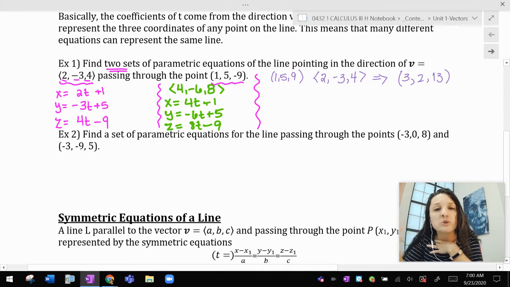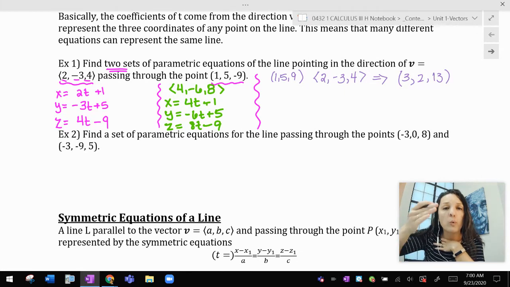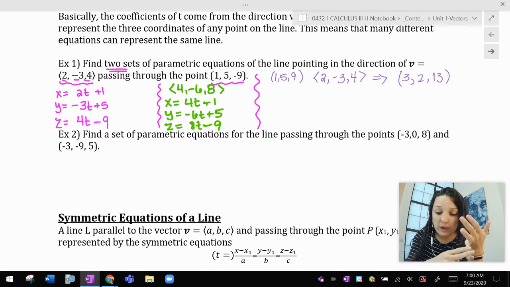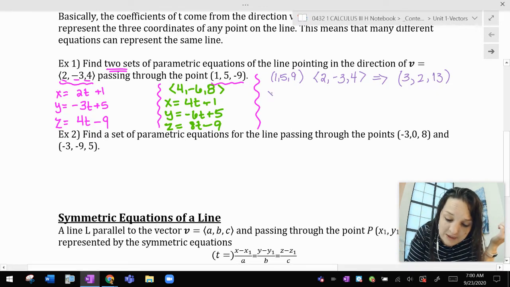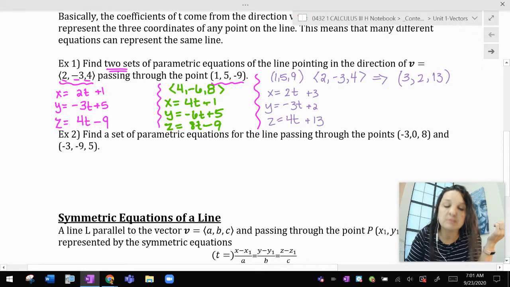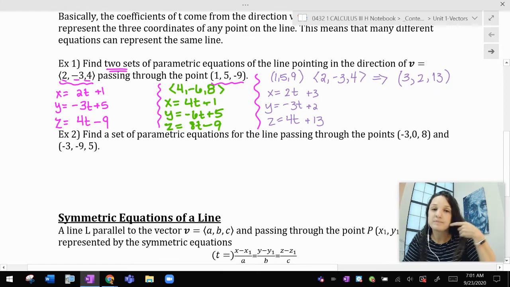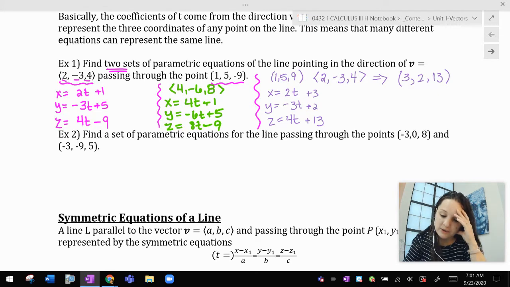Because my direction vector tells me how to get from one point to the next on that line. You're at a point, go 2 in the x direction, negative 3 in the y direction, and 4 in the z direction, and you'll be at another point on that line. So I just did that. Another set of equations for this line is x equals 2t plus 3, y equals negative 3t plus 2, z equals 4t plus 13. Cool beans.